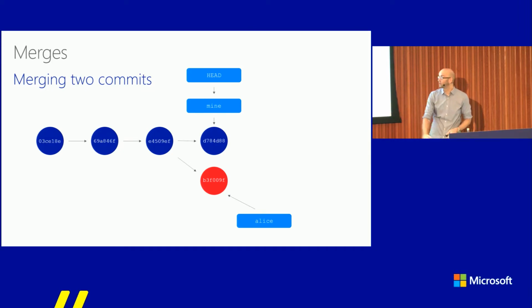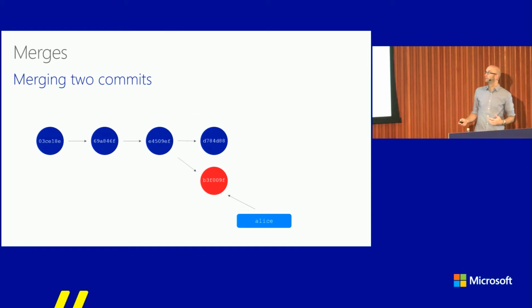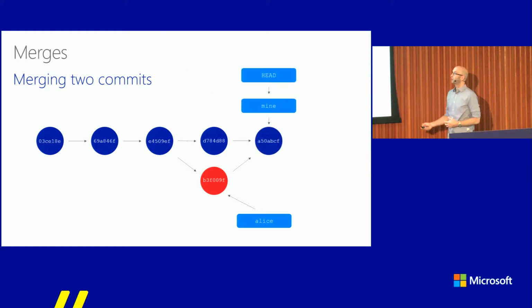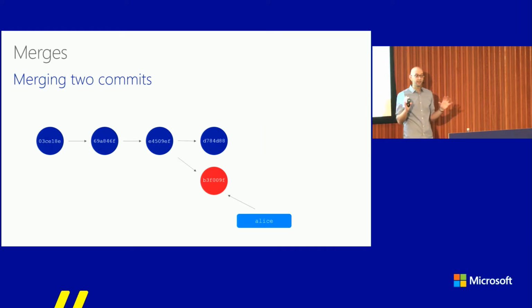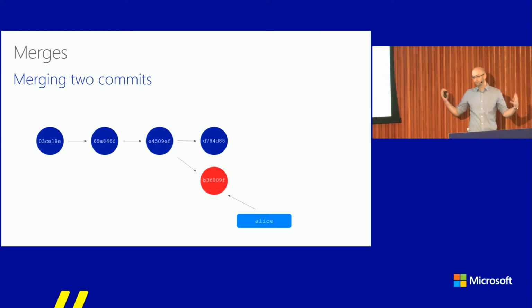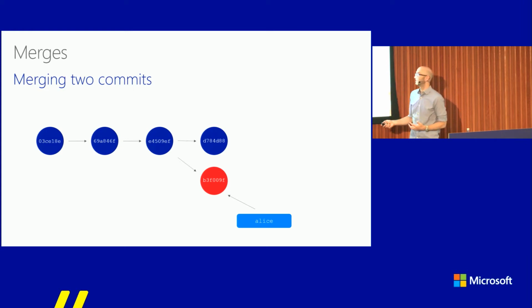Earlier I was on my branch, I had my commit, and I was merging in Alice's branch. So what we actually do there is we create a new commit that has all the changes from my branch, all the changes from Alice's branch, and check it in as a new commit. This is a standard three-way merge, very similar to what you've seen in other version control systems that you might have worked with. TFVC does this, Subversion does this, CVS does this, everything does this.